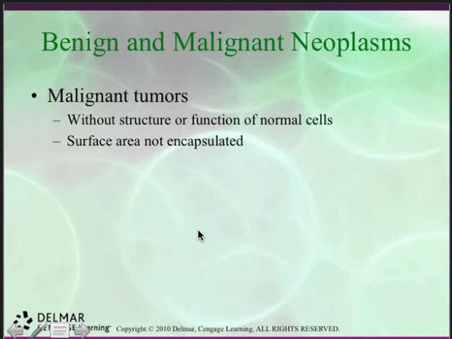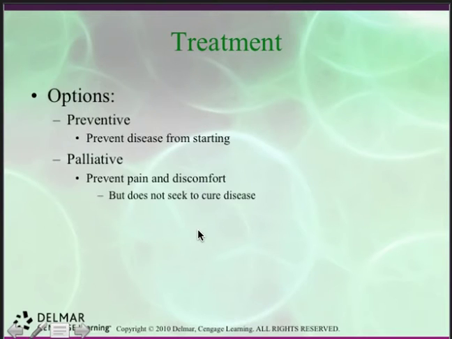They don't really serve the body in any real or immediate sense. Their surface area is also not encapsulated, and they have the ability to spread through the process of metastasis. So what are our options for treatment? Well, there's preventative options. These are changes in your lifestyle that can reduce the incidence of neoplasm formation. Preventative options will keep the disease from beginning.